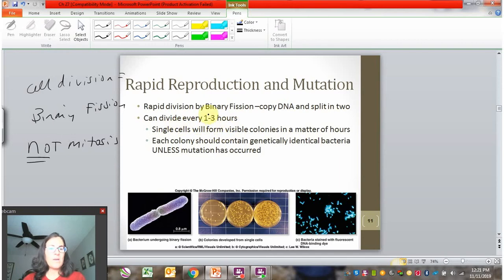So while a human cell might take 24 hours to divide, a bacterial cell will only take 1 to 3 hours. And so if you start with a single cell that's invisible to the eye at 9 in the morning, by lunchtime, you can actually see what's called a colony. So one cell goes to a large colony in just a matter of hours. And a significant piece of the idea of a colony is that because it came from one cell and then grew into this colony, they are genetically identical.